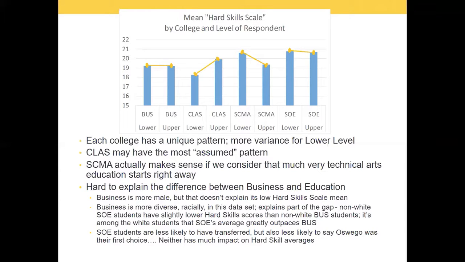SCMA, when I showed this to the provost, he said 2 things. One is don't show that graph because it makes business look bad. And then he was like, well, what's going on with SCMA? What the graph says is that the upper level students in SCMA, which is the arts and communication, perceive that they have mastered a lower level of hard skills than the lower level students.